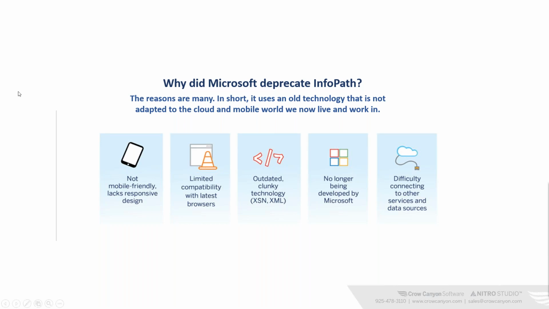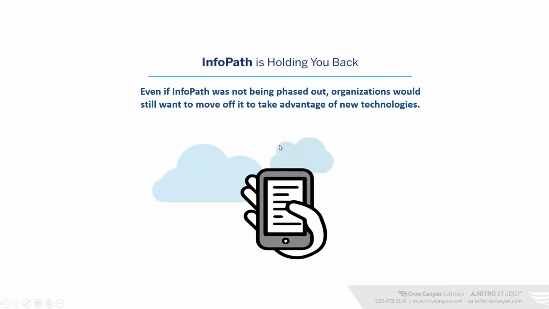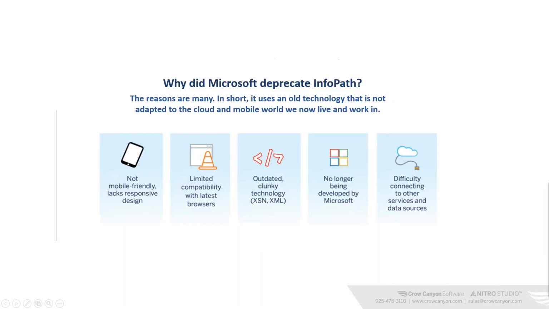So Microsoft got rid of InfoPath, or it's getting rid of it. Deprecated is the correct word, because it was outdated technology. It's not mobile friendly. It's limited capability on the latest browsers. It's old, outdated, clunky technology, to use a technical word, I guess. It's no longer supported by Microsoft. It has not been developed since 2013. They haven't done any development on it, and it's because they have difficulty connecting.